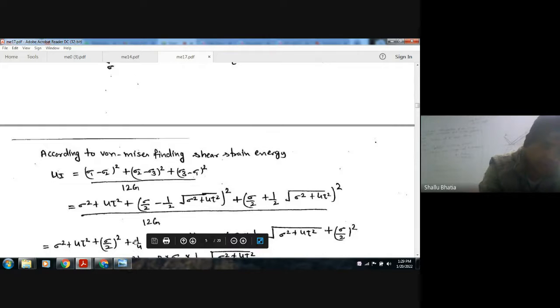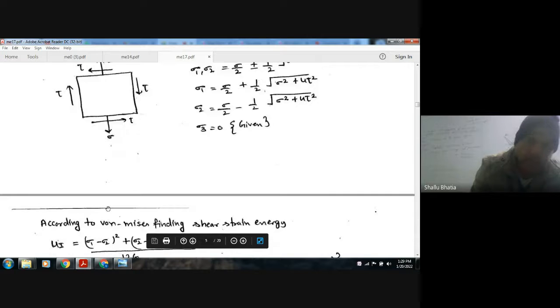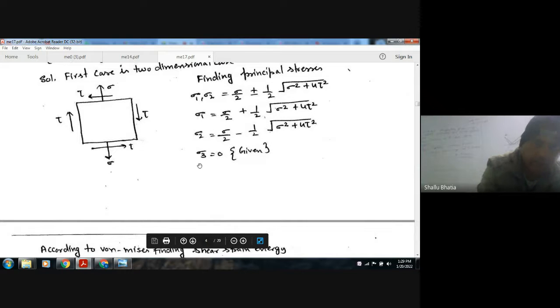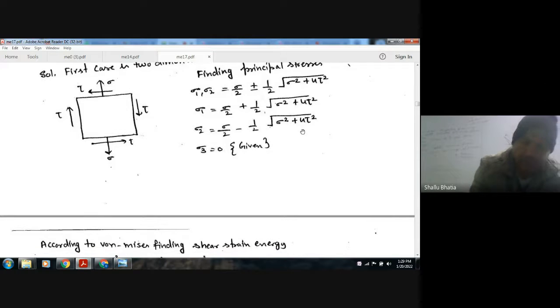This is your sigma 2. Here sigma 3 is 0 and this is your sigma 1. And this is sigma 1 minus sigma 2, which will be 0. And this square will be sigma square plus 4 tau square.